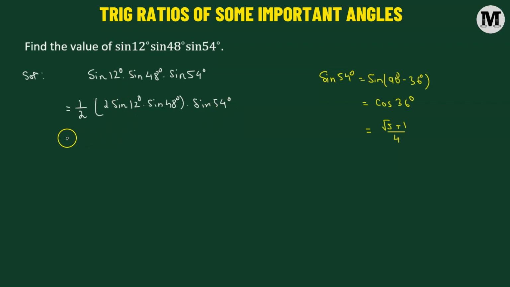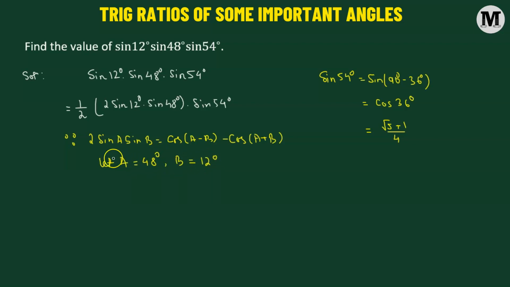And we can use the fact that whenever we have 2 times the product of sine of angle A times sine of angle B, that's simply given by cosine of angle A minus B minus cosine of angle A plus B. So here we will suppose that A is 48 degrees and B is 12 degrees, which means we will get half multiplied by cosine of the angle A minus B. So A will be 48 degrees, from here we subtract 12 degrees, minus cosine of the angle A plus B. So we have 48 degrees added to 12 degrees. This whole thing will be multiplied by sine 54 degrees.